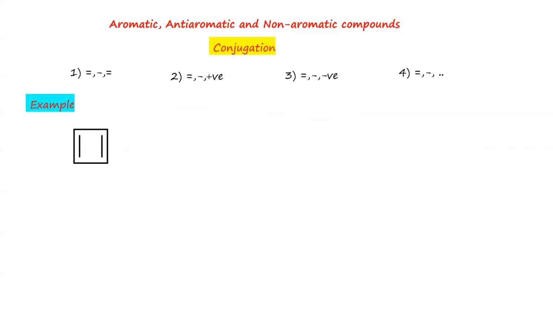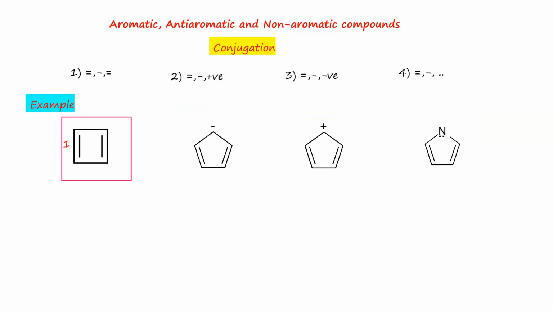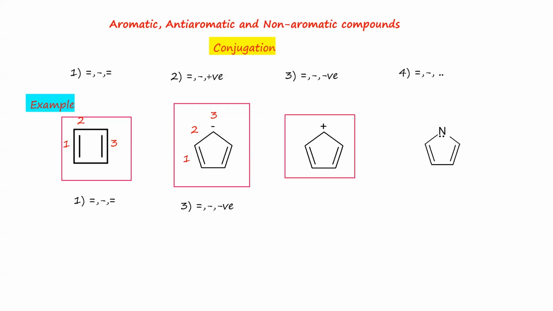Now you take another examples. First, double bond, single bond, again double bond. Means it follows the first rule, double bond, single bond, double bond. Next example, double bond, single bond and negative charge. So it follows the third rule, double bond, single bond and negative charge. Next, double bond, single bond and positive charge. So it follows double bond, single bond and positive charge.